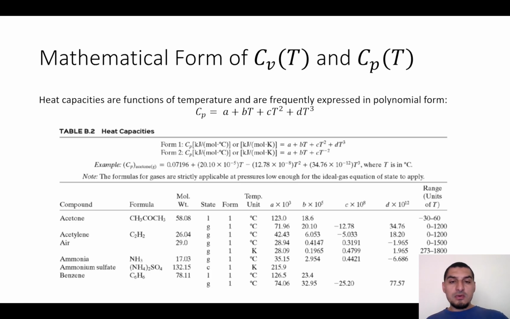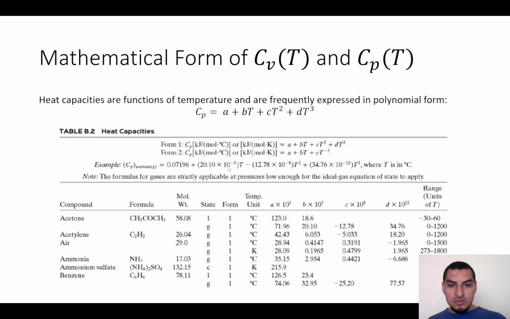Okay, so now we are going to see how we can get the information about the constants from the tables of CV and CP, of course. The table that we're going to be using is table B2.